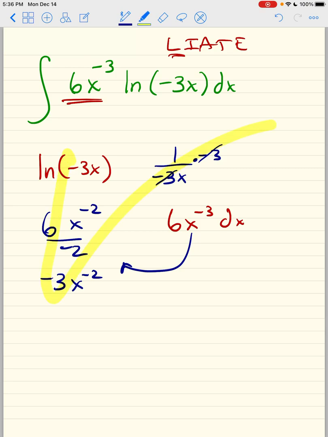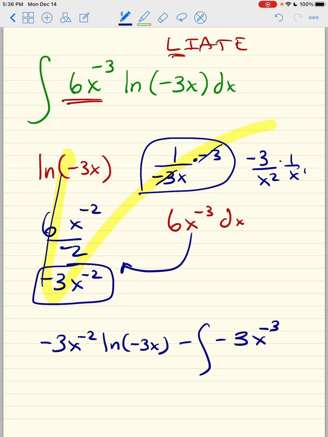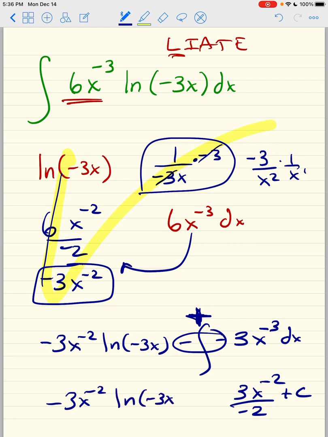So now you make your check. Okay? So you get negative 3x to the negative 2, natural log of negative 3x from this part here, minus, and now you got to do negative 3x squared times 1 over x. So remind yourself that negative 3 over x squared is negative 3x to the negative 2, 1 over x to the first. So that's going to be negative 3x to the negative third dx. You will add 1, so this becomes a plus. You will add 1, and then divide by the new exponent, and then you get this here as your final answer.